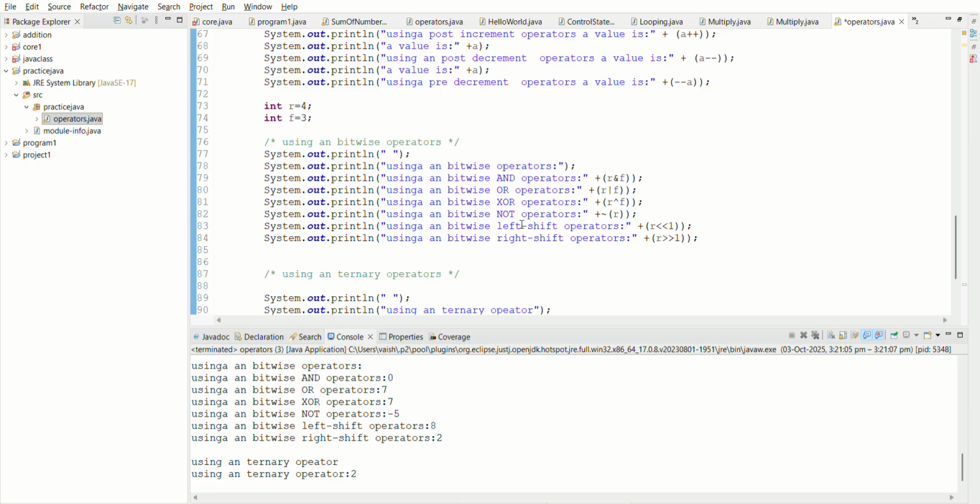Not means it flips every bit. That means 1 becomes 0, 0 becomes 1. Left shift means it adds 0 to the right side and multiplies by 2. Right shift means it removes the bits from the right side.